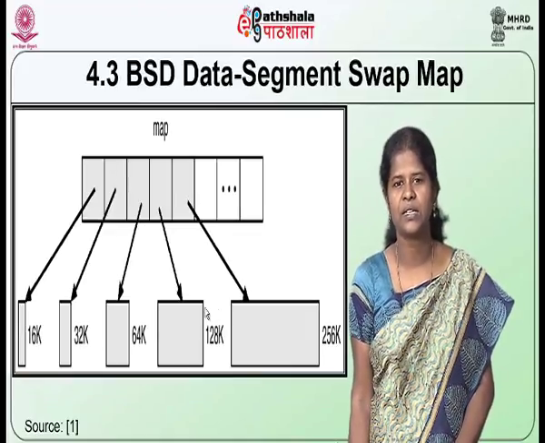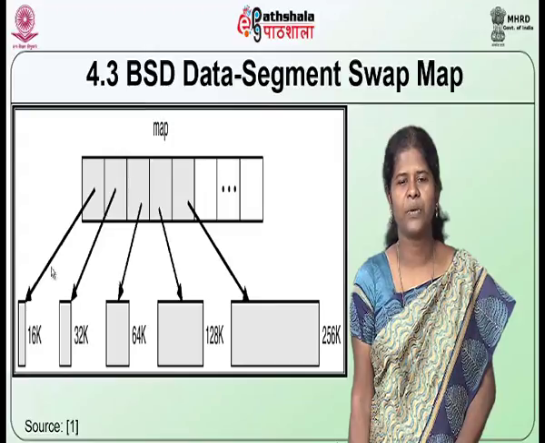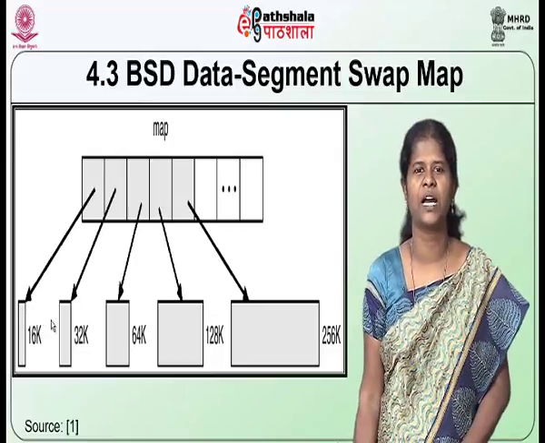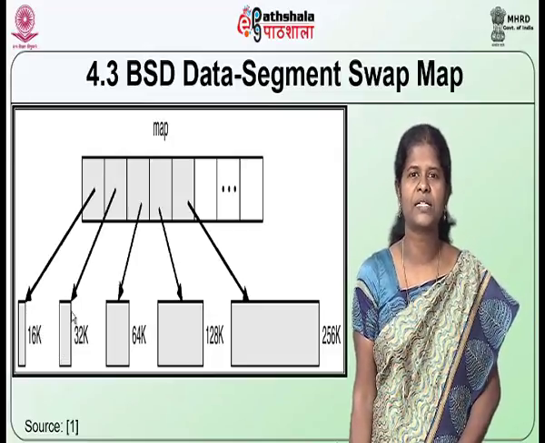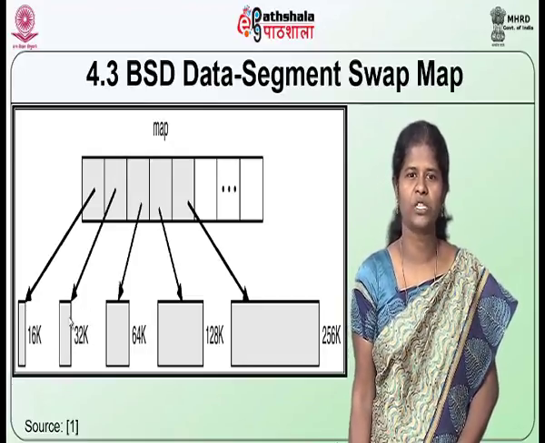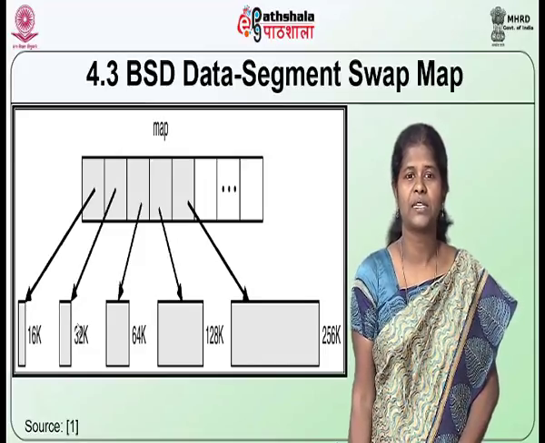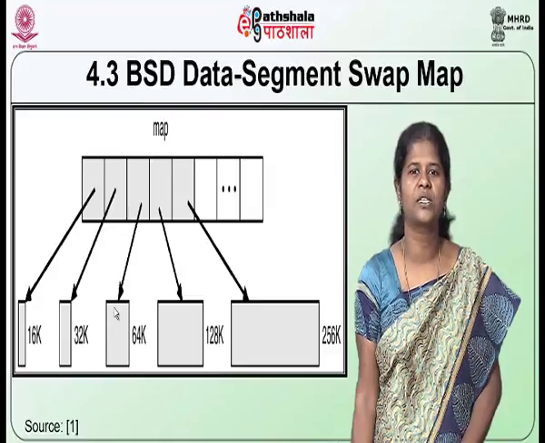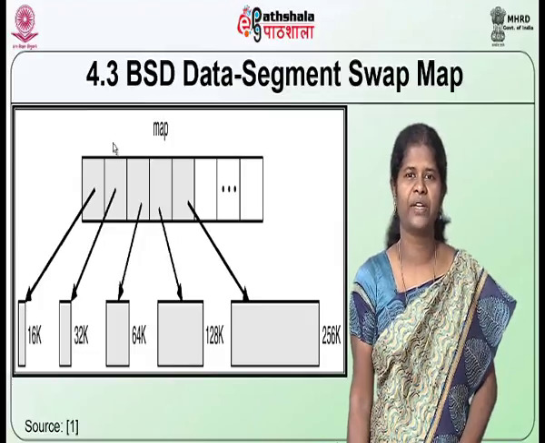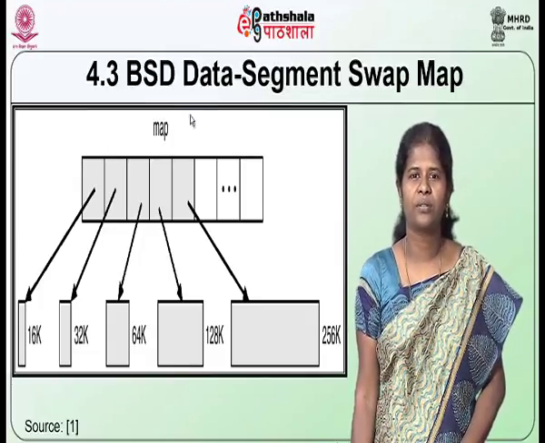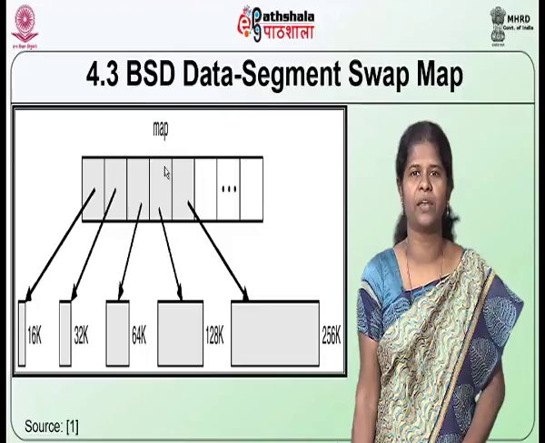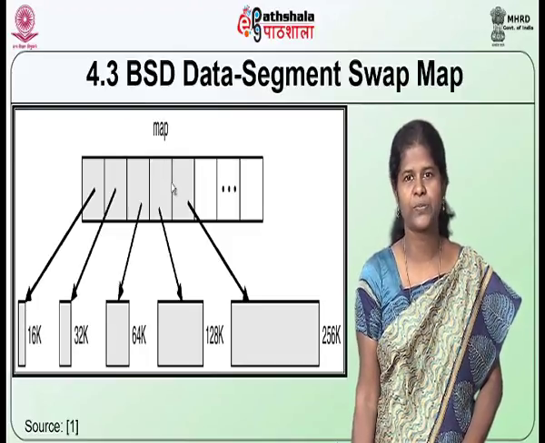Initially a space of 16K is allocated for data, but if you need more memory space for data, then 32K is allocated. It is doubled, and you allocate 32K. And if you need even more space, the size of the space allocated is again doubled, and you get 64K, and so on. So the way in which swap space is allocated for text and for data is different for this 4.3 BSD Unix. And because it is different, you have different swap maps maintained for keeping track of text as well as data.